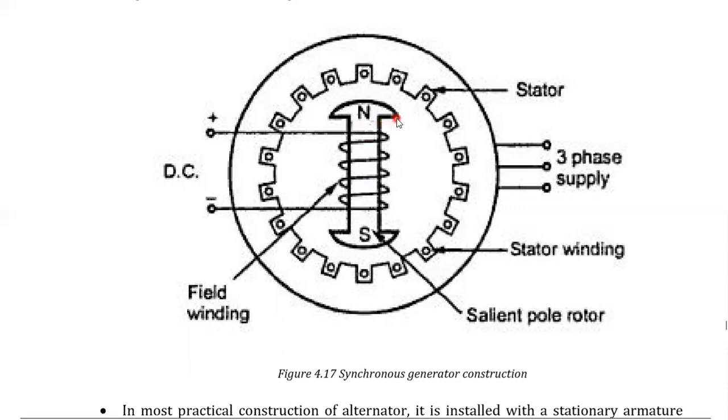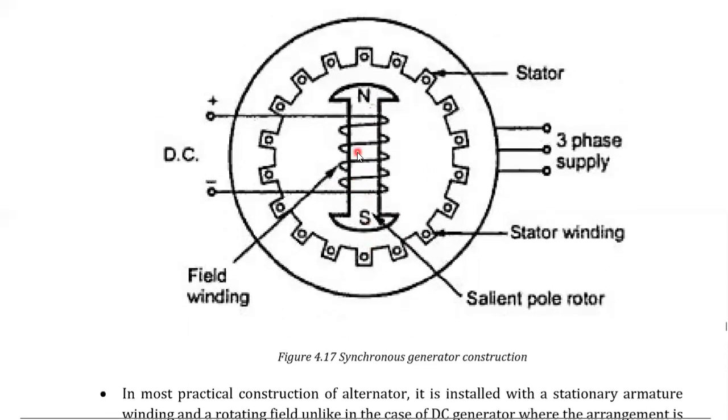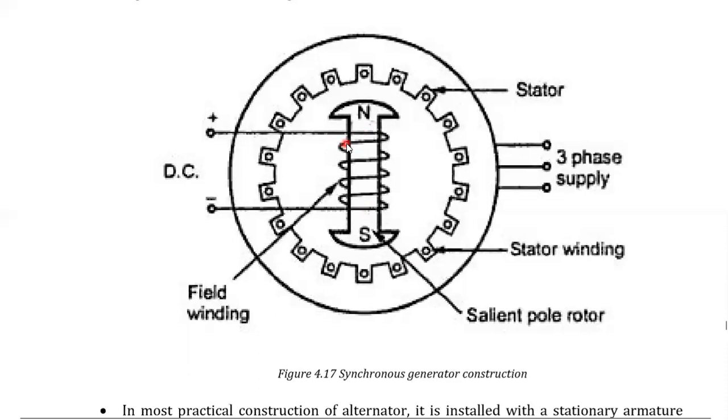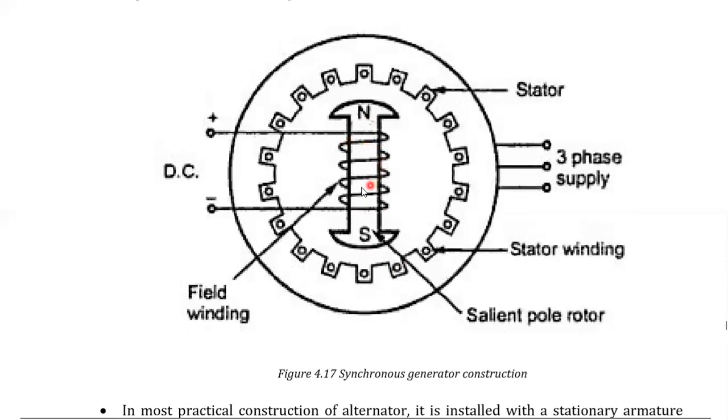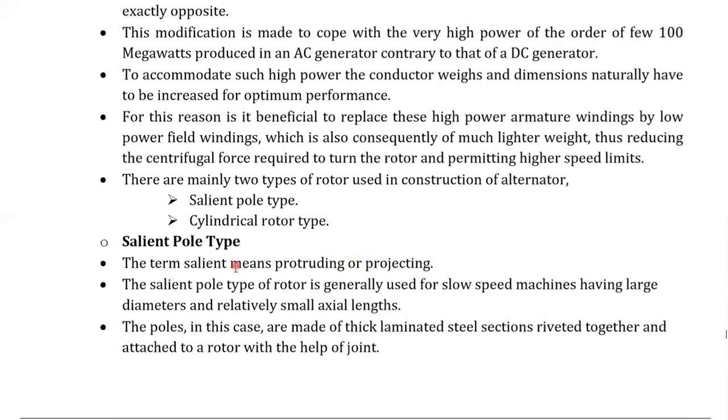The centrifugal forces are developed in this, and the winding cannot withstand that much speed. So that is why it is not suitable for high speed applications. Only in low speed generating stations are the salient pole type machines used. The salient pole type rotors are generally used for low speed machines having large diameters and relatively small axial lengths.